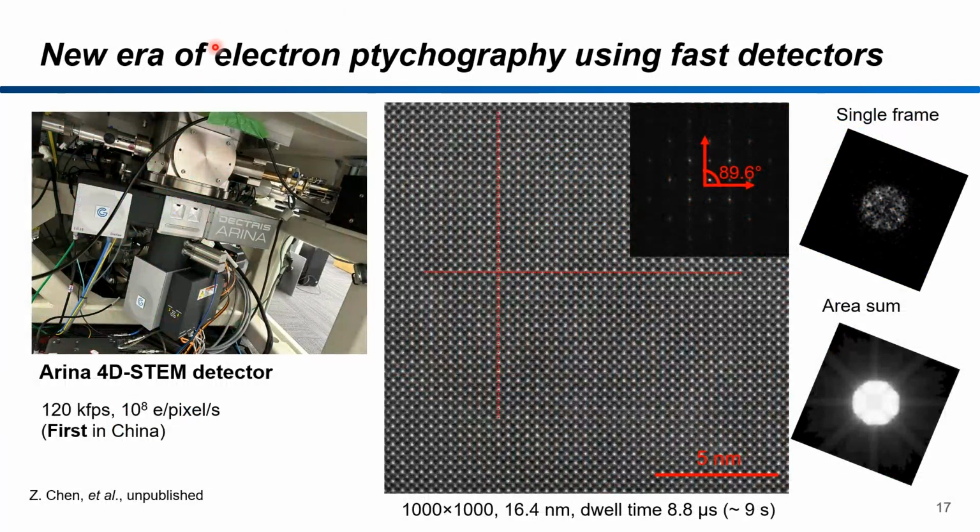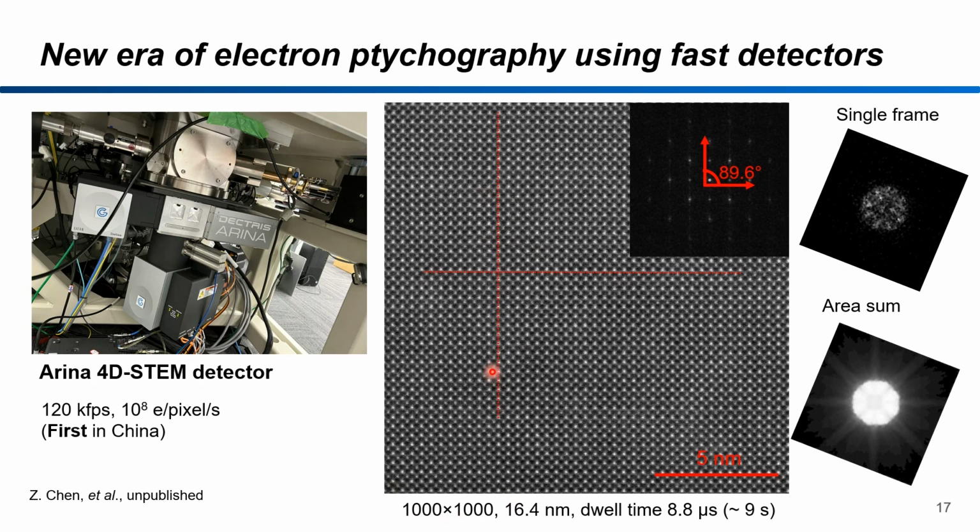Finally, I want to show our preliminary test results using a much faster detector, an area detector. This is a dedicated 4D STEM detector with 192 by 192 pixels, and the maximum readout speed is 120 kilo frames per second, and it also has a large dynamic range. This is the first installation in China, and you can see that using this fast acquisition, we can even scan a large 1,000 by 1,000 pixels.